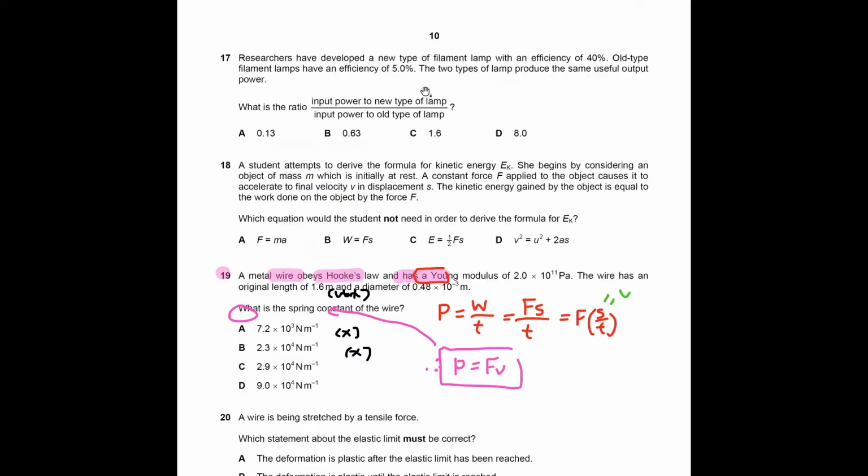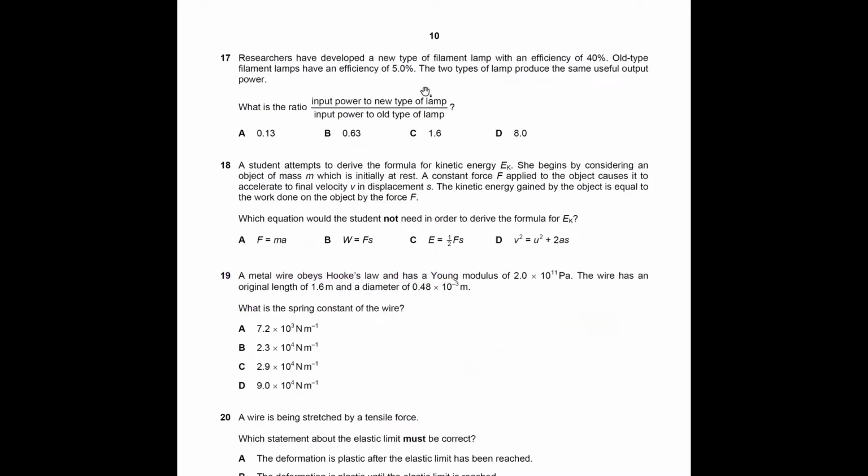Okay. Then if you move on to question 17, question 17 will be talking about some sort of filament lamp. Researchers have developed a new type of filament lamp with an efficiency of 40%. Old types of filament lamps have an efficiency of 5%. The two types of lamp produce the same useful output power. So the keyword here is same useful output power, same P out. From here, what is the ratio of input power of the new type of lamp to the input power of the old type of lamp? So in your case, what you can do is something like this.